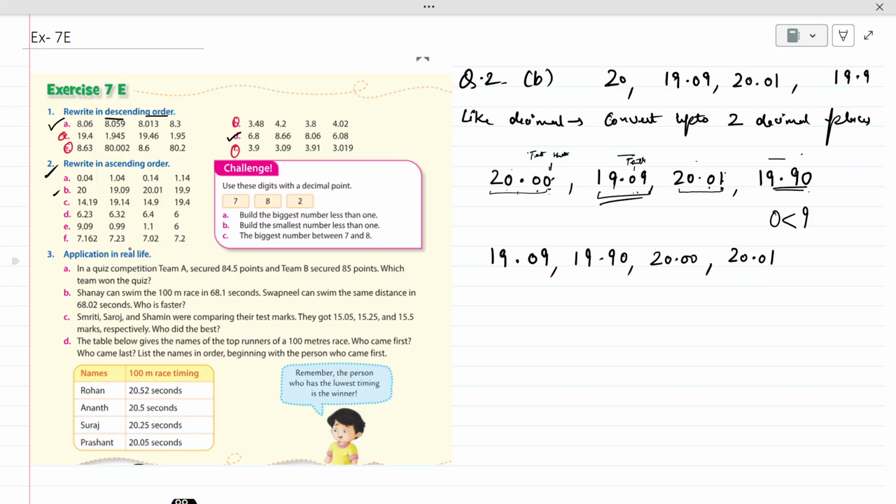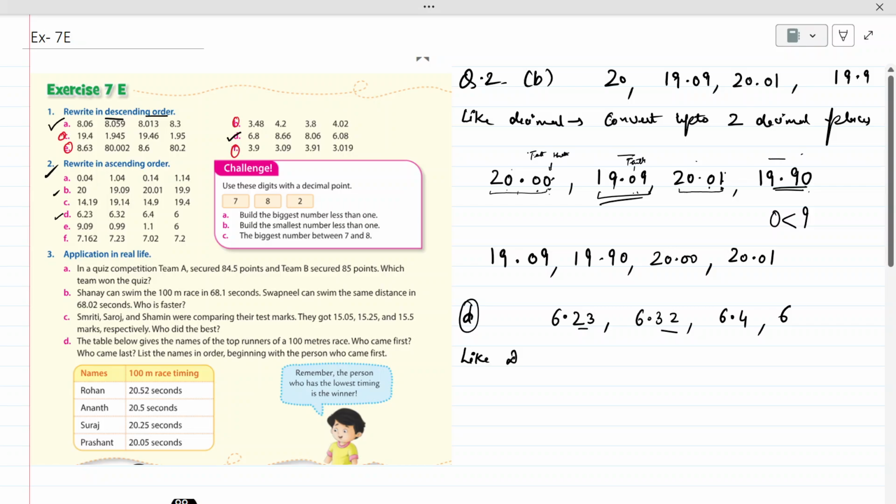One more question, kids, I'm taking. Okay, so let me take D part. In D part, we have 6.23, 6.32, 6.4 and 6. So when we see these numbers, the maximum number of decimal places is 2. That means here also we have 2, and for the other two numbers we have to convert them to like decimals.